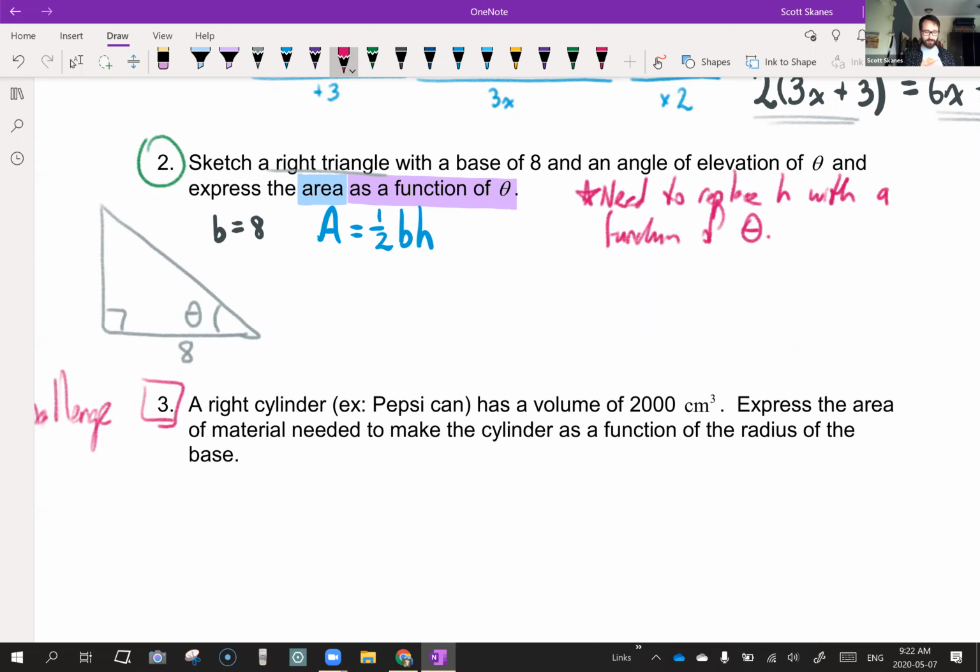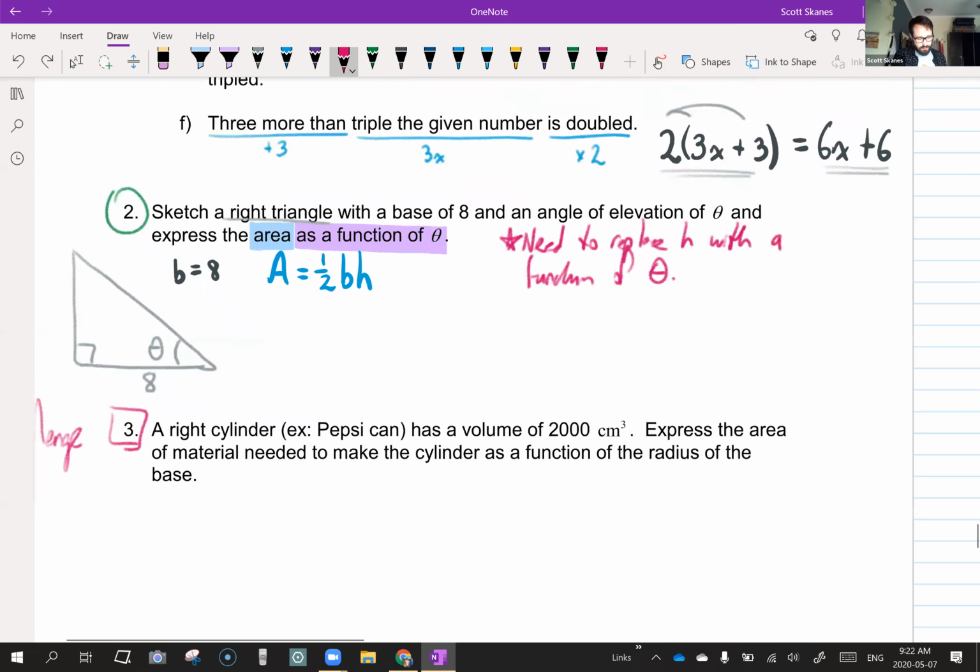Okay, so we need to replace h with a function of theta. That's because if we remove the h and replace it with theta, we'll now have area as a function of theta. What information do we know about triangles? How can we use this information, which we actually haven't used yet, to find a theta? Well, what do we know about triangles that has theta in it?